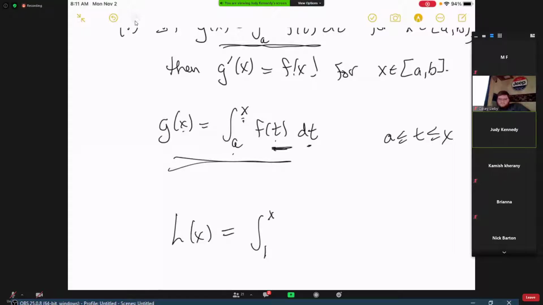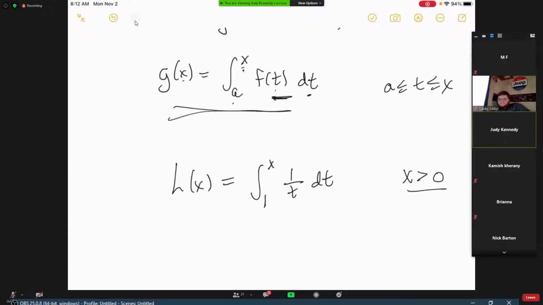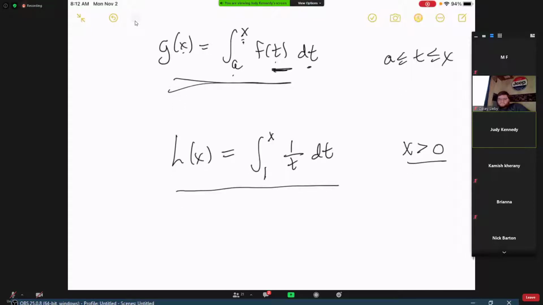Here's an example of a function defined that way. L of x is the integral from 1 to x of 1 over t dt. And I'm going to allow x to be any positive number. Okay. So what's that function like?